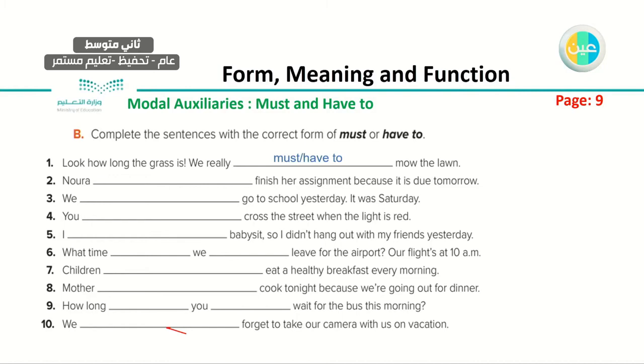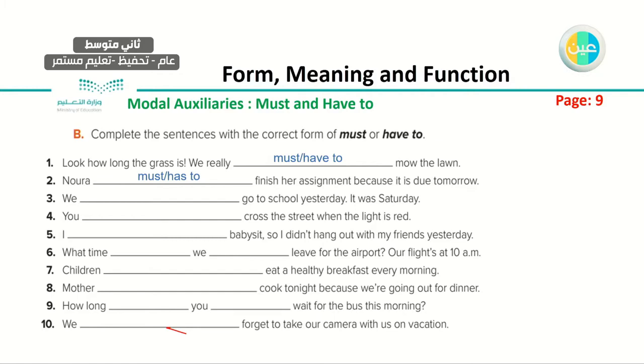Okay, Nora finish her assignment because it's due tomorrow. So she has to. Or have to. Yes, she has to. Or we can say must. Okay, Nora must, or Nora has to finish her assignment because it's due tomorrow. Good. Now let's move to number 3.